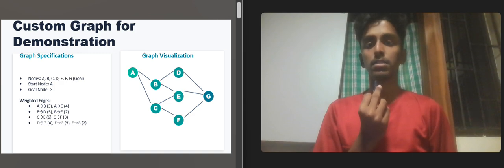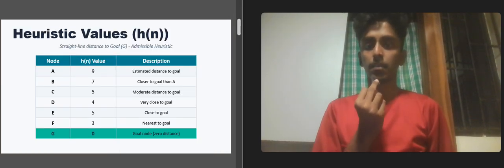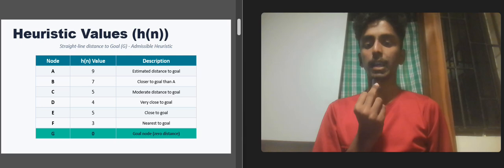Heuristic values represent the estimated distance from each node to the goal. For example, node A has heuristic value 9, node F has value 3, and goal node G has 0. These values help A star decide which path looks more promising.